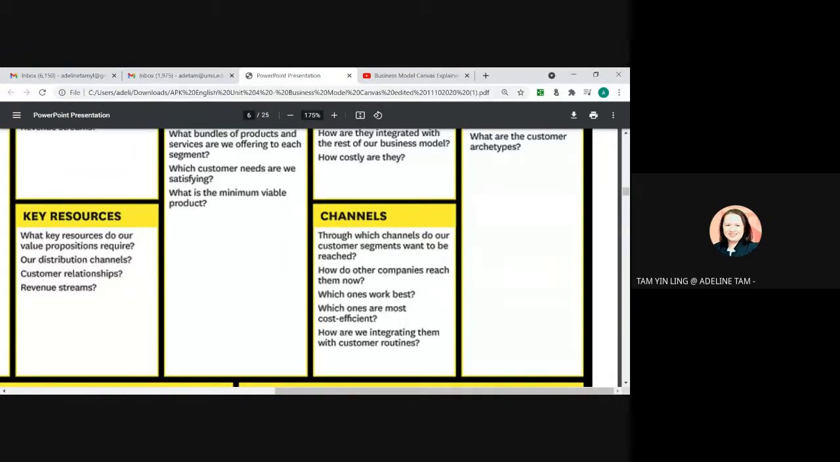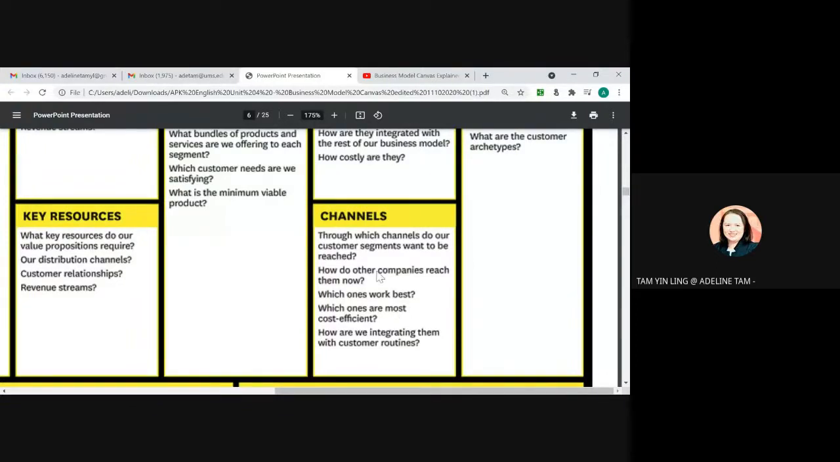Okay, so something like a t-shirt, you can use Pos Laju. You can use Pos Laju, but things like cookies, nasi lemak, you cannot ask them to post. So you might need a runner to help you deliver. So think of the cost.